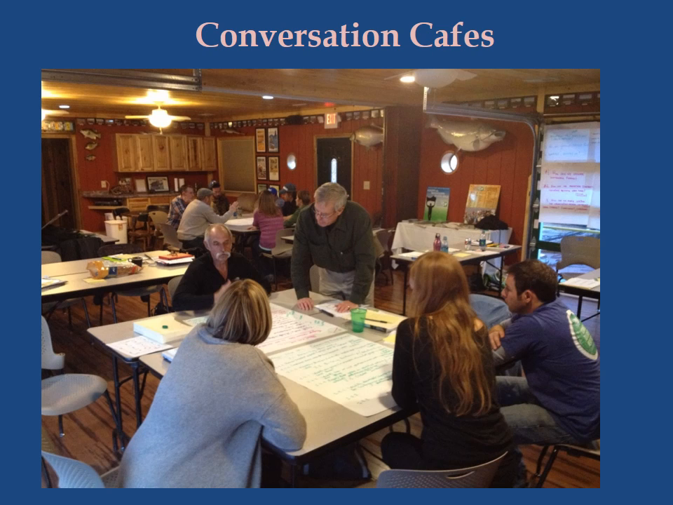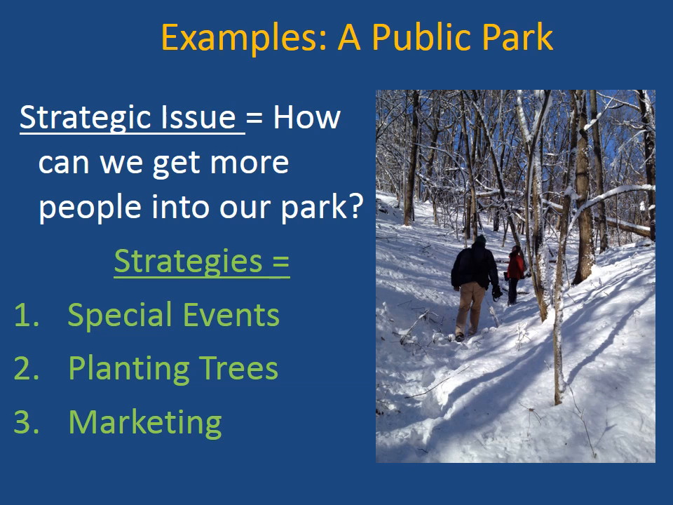For example, let's say we're doing strategic planning for a public park. And the strategic question is, how can we get more people into our park? Well, some possible strategies might be, number 1, maybe we're going to hold some more special events in the park. Number 2, maybe we need to plant more trees because we've lost a lot of trees to storms in the last few years. Or number 3 might be, let's do some better marketing of this park. Nobody knows about all the things that we're doing in the park.